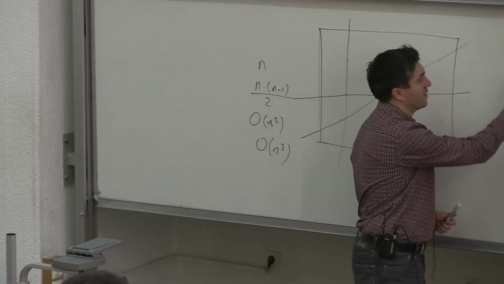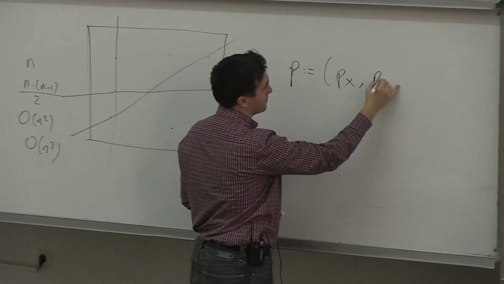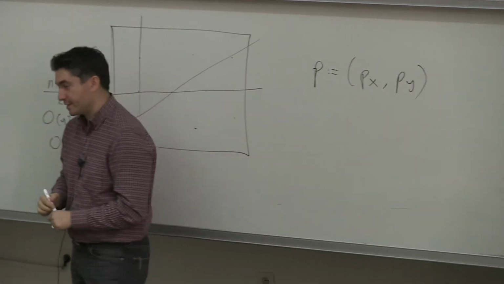Consider a point in 2D, which is given by 2 coordinates.